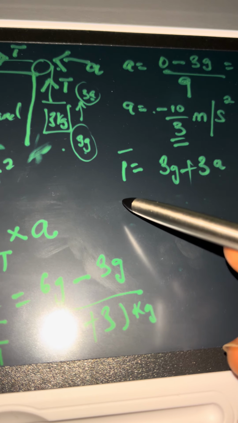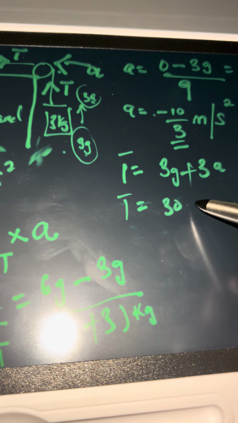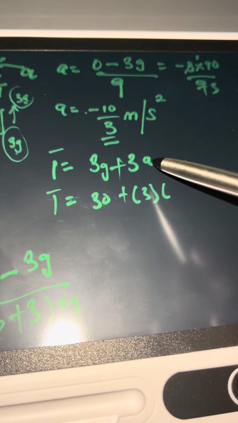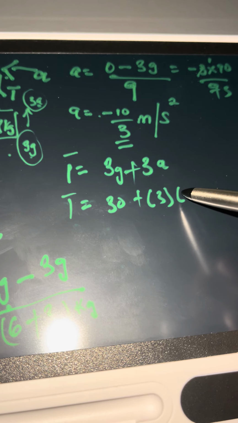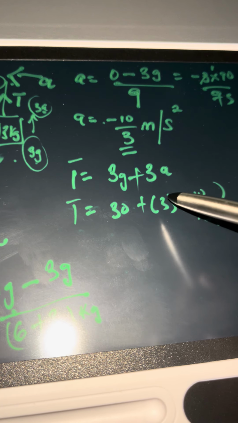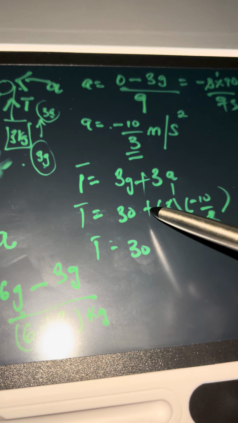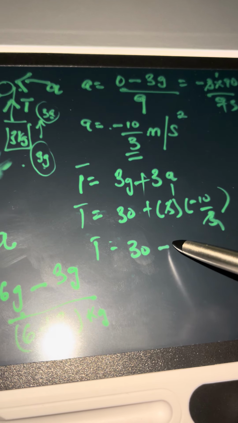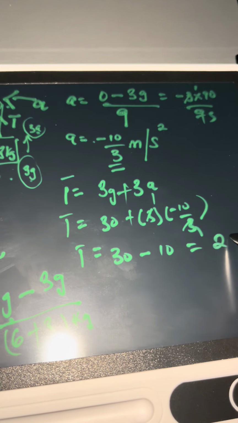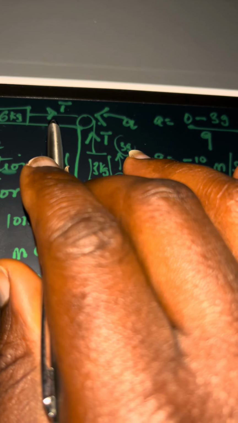So let's go back and calculate it. We have T equals 3 times 10, that is 30, plus 3 times the acceleration, which is minus 10 over 3. So you have 3 here 1, 3 here 1. So you have T equals 30 plus minus, that is 30 minus 10, which equals 20 Newton.